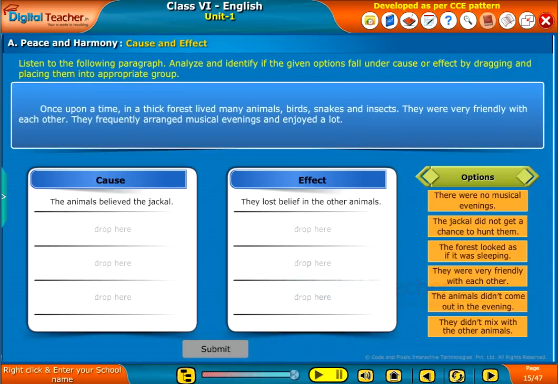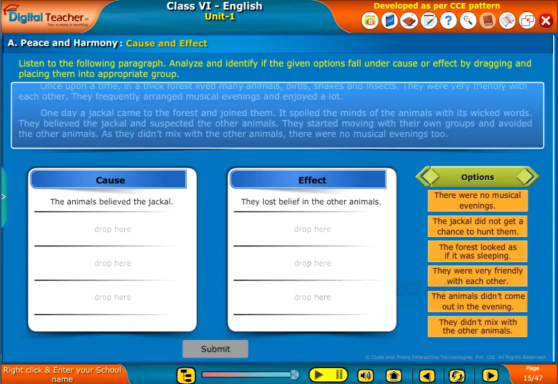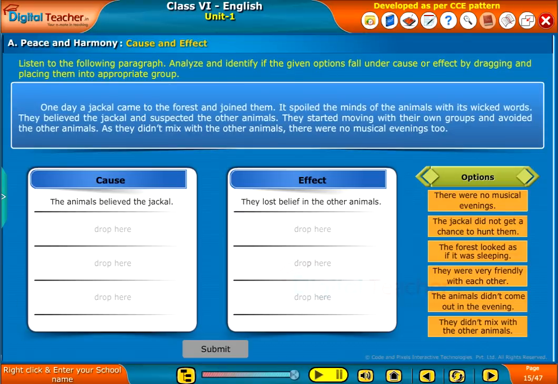Once upon a time, in a thick forest lived many animals, birds, snakes, and insects. They were very friendly with each other. They frequently arranged musical evenings and enjoyed a lot. One day, a jackal came to the forest and joined them. It spoiled the minds of the animals with its wicked words. They believed the jackal and suspected the other animals. They started moving with their own groups and avoided the other animals.